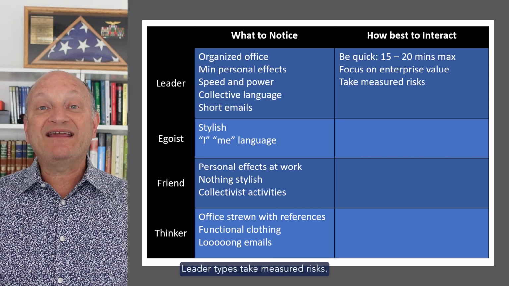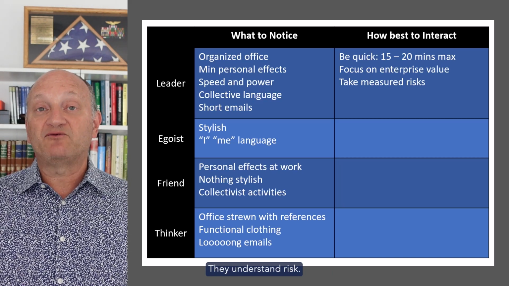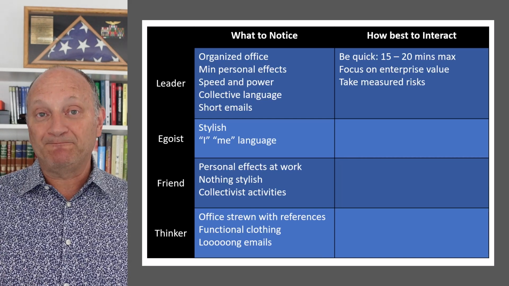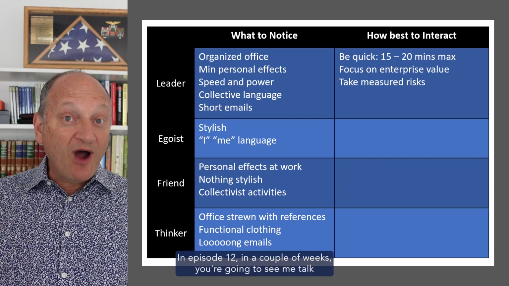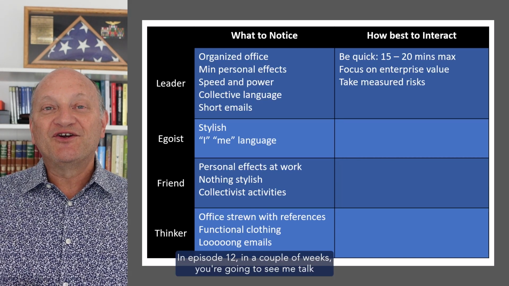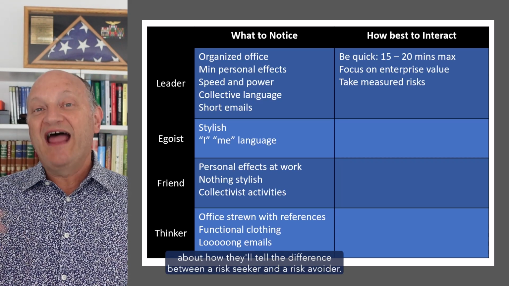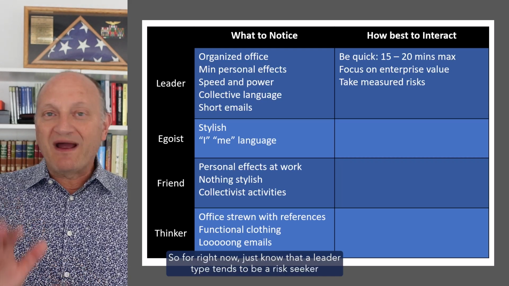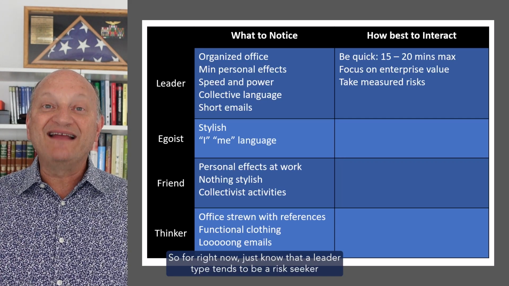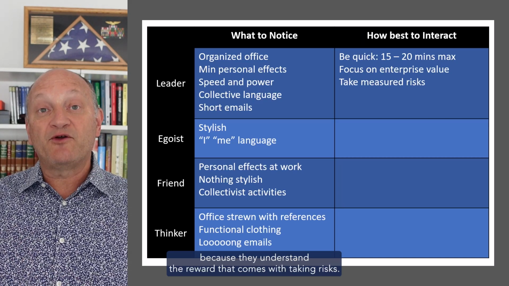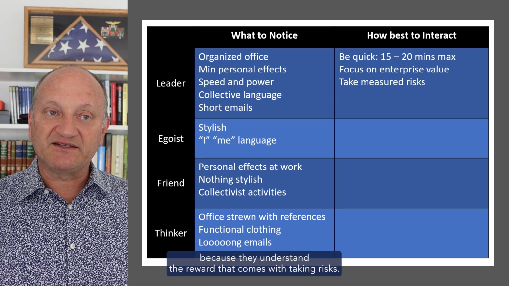Leader types take measured risks. They understand risk. In fact, of the 4 types, they are the most risk-seeking. In episode 12, in a couple weeks, you're going to see me talk about how to tell the difference between a risk seeker and a risk avoider. So for right now, just know that a leader type tends to be a risk seeker because they understand the reward that comes with taking risks.